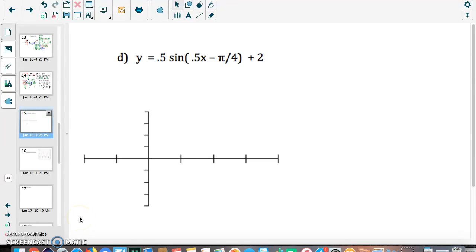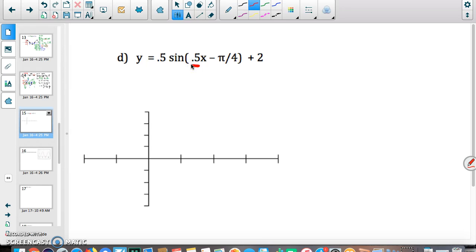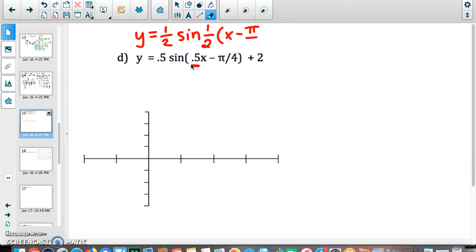All right, let's finish up the graphing portion with part D. If you weren't listening when I told you to change this one, just so you're aware, this is our B value, correct? This 0.5, but our B always has to be factored out. So instead of having the B multiplied through, it has to be factored out. So if I were to factor this out, it would be pi over, not pi over 4, pi over 2, right? 2 times 2 would be 4.